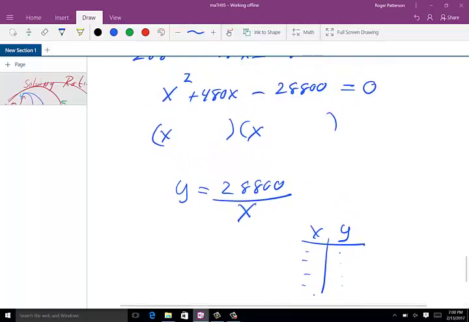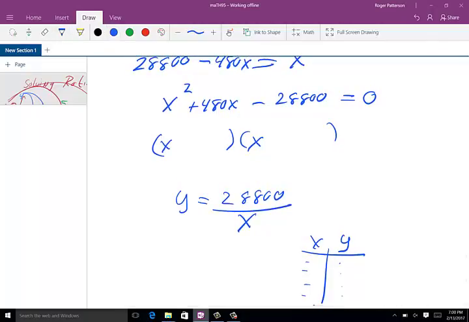What's the y-axis we're looking for? If you use a graphing calculator and you type in y equals 28800 divided by x, and then you make a table, you know how to make a table? Okay, then we want to find the ones that are going to subtract to 480. Do any of those subtract to 480? I'm glad we did this one.